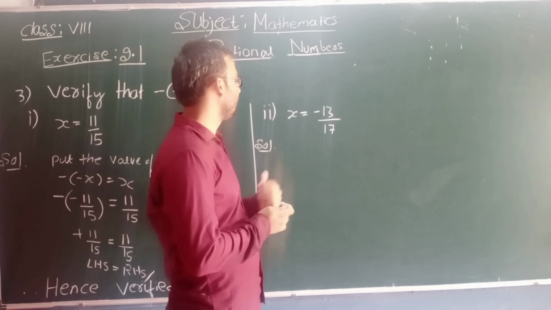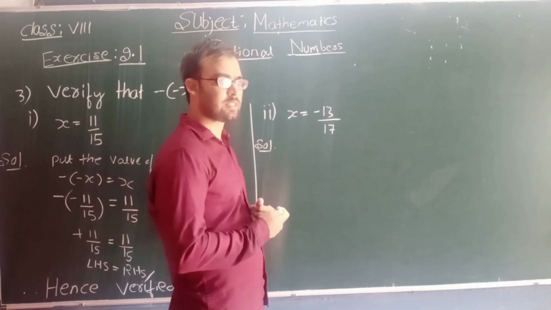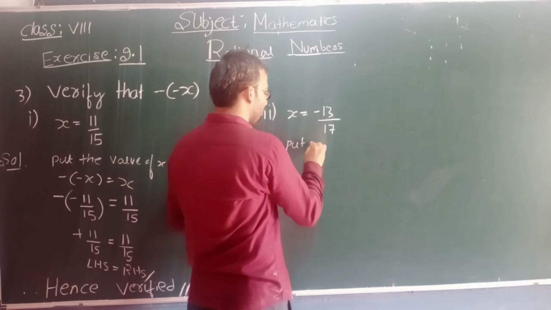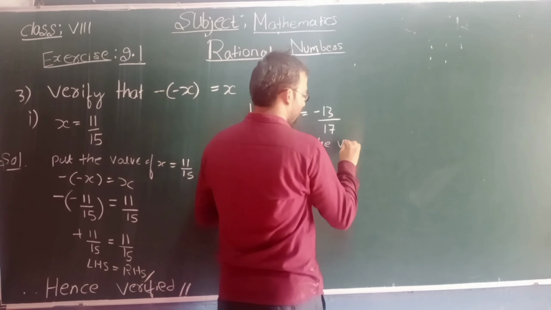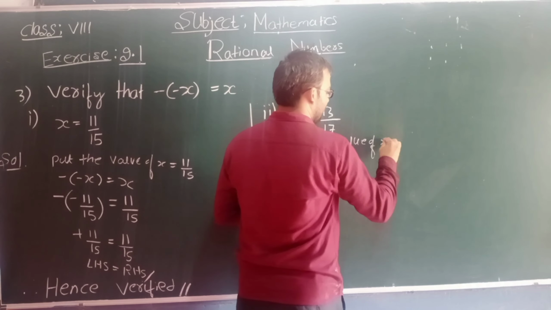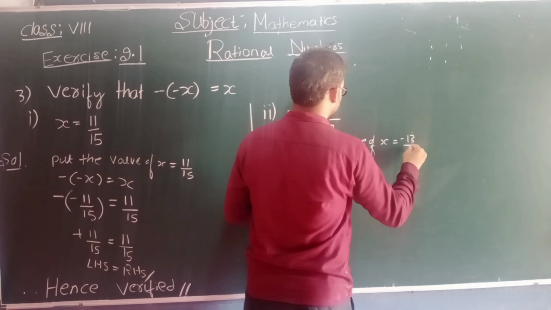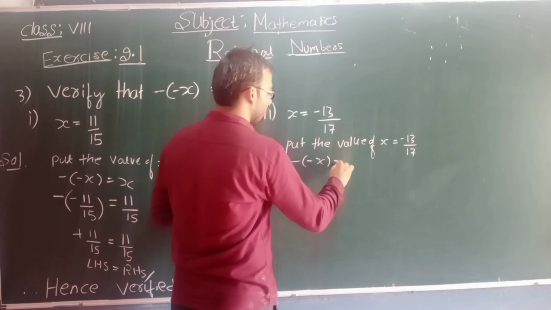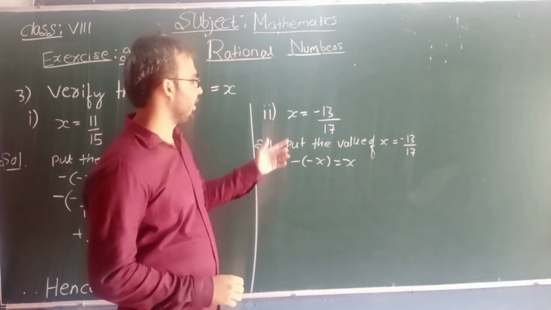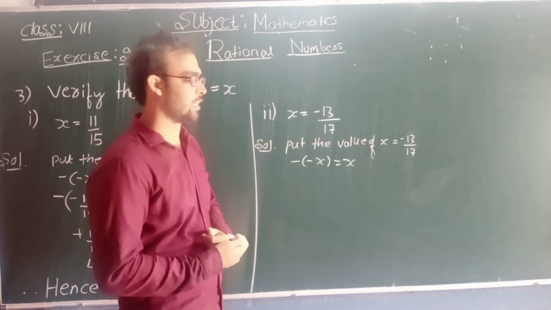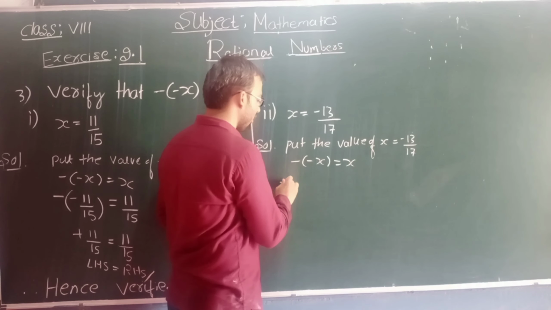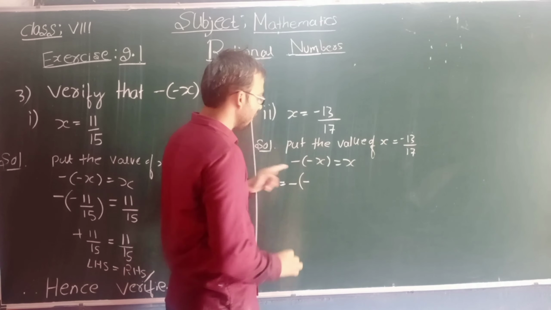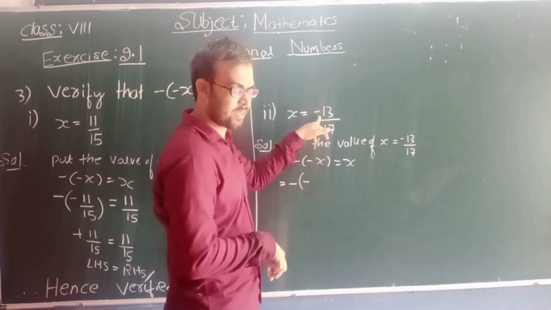What is the second question they have given? X is equal to minus 13 by 17. Okay. So now what we will do? Same. Put the value of x equal to minus 13 by 17. Now minus of minus x is equal to x. We need to see whether this value holds good in this statement or not. Okay. So here minus bracket, this minus and x. What is x? X is minus 13 by 17.